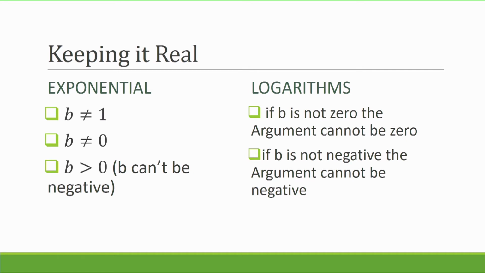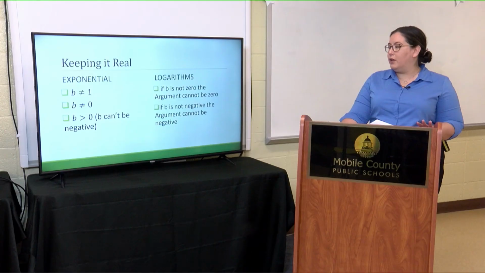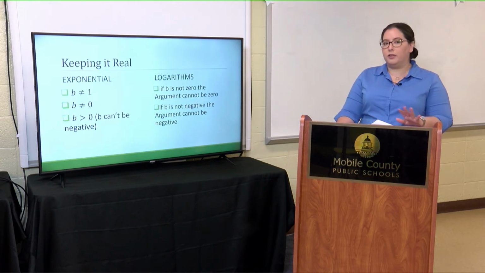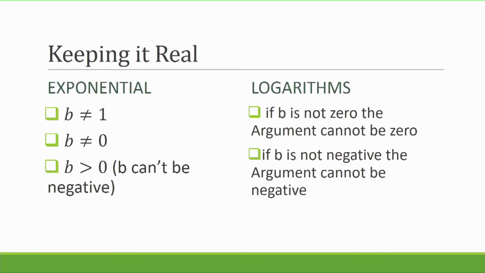But we have a couple of new rules because of the setup. Since b isn't 0, our argument can't be 0. And since b can't be negative, our argument cannot be negative either. So if you see that the argument, the big number in the logarithm, is 0 or negative, those are going to be undefined. All right?